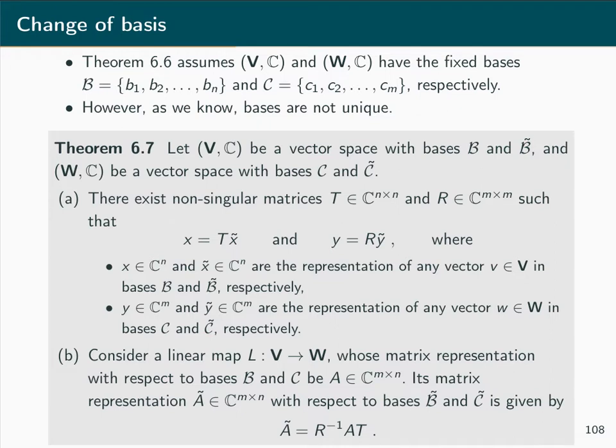And the second statement, B, is that we consider a linear map L from the vector space V into the vector space W. And we suppose its matrix representation with respect to the bases B and C is given by the matrix A. Then its matrix representation A tilde with respect to the bases B tilde and C tilde is given by the formula A tilde equals R inverse A T.